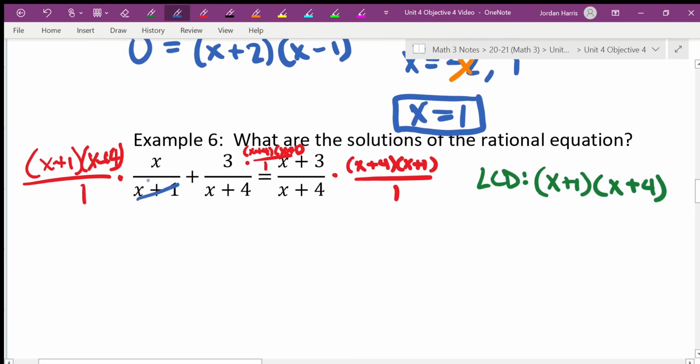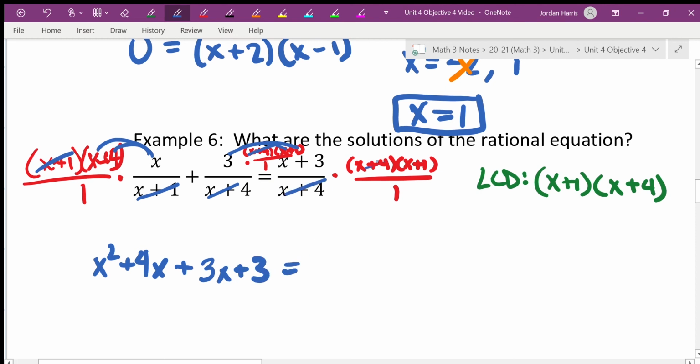This first one, the x plus 1s will simplify, so you've got to distribute the x here. So it's x squared plus 4x. Don't forget the distributive property. Plus, the x plus 4 simplify, so I distribute the 3 here. It's 3x plus 3 equals, the x plus 4s, ooh, that's not going to be nice. I've got to distribute this whole thing into this. So x times x is x squared, x times 1 is 1x, 3 times x is 3x, 3 times 1 is 3. Okay?